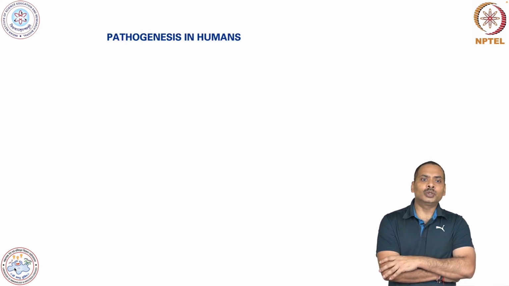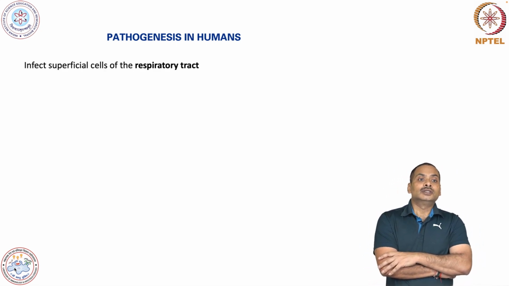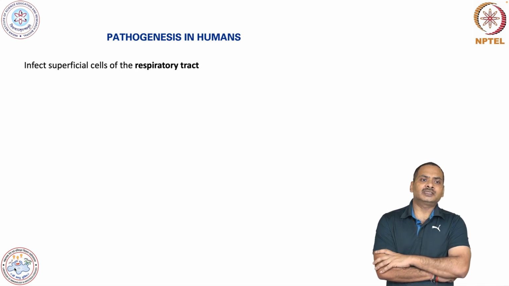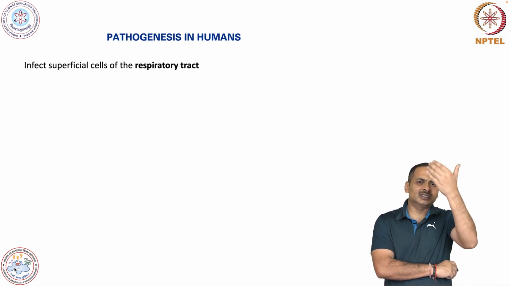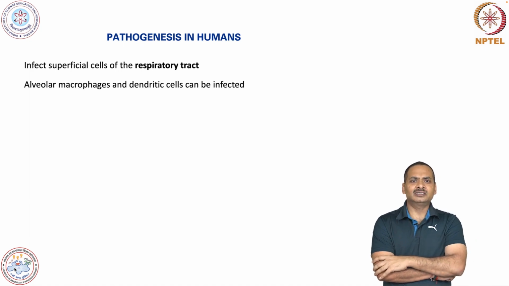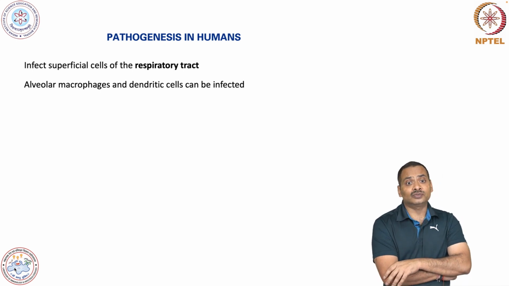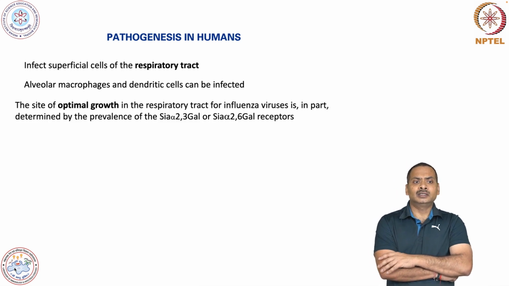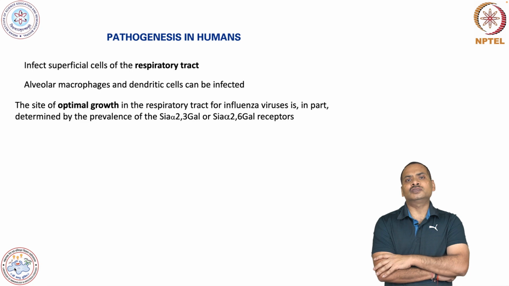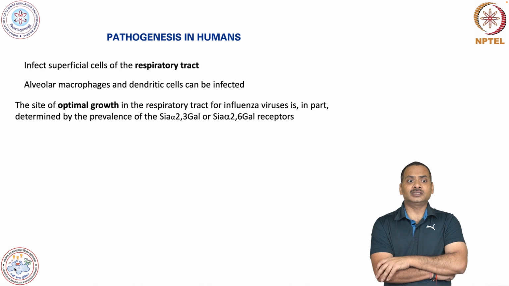Now we will look at the pathogenesis in humans. Basically, this virus infects the superficial cells of the respiratory tract. More appropriately, it infects the epithelial lining initially, and later on it can infect the alveolar macrophages or dendritic cells.